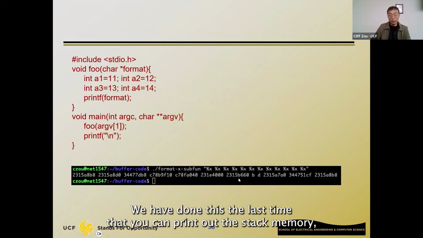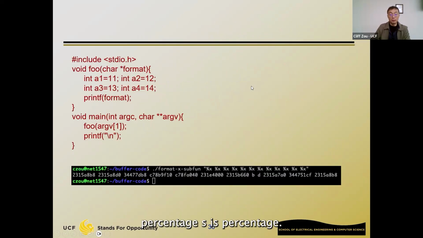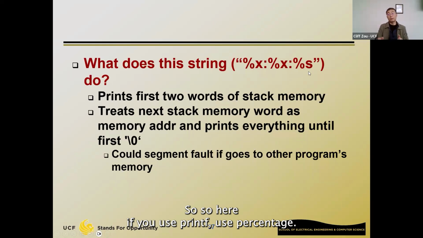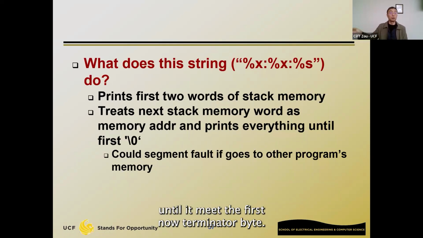With %x, we demonstrated last time that you can print out the stack memory information, one value for every 4 bytes. %s is just a normal print of an ASCII string. %s will print the next stack memory word as memory. If you use printf with %s, you should give a variable, right? The variable is a string array. Then printf will print out that variable until it meets the first null terminator byte.